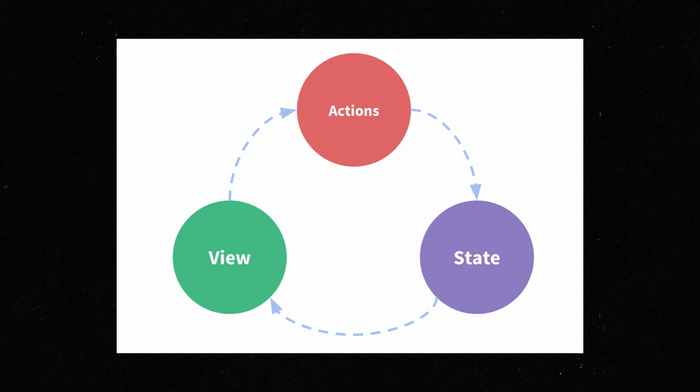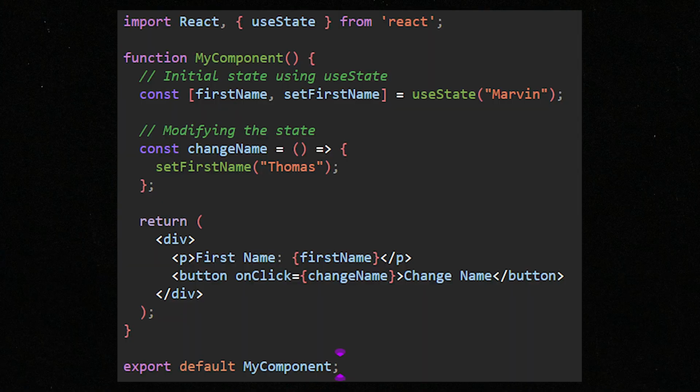Okay, this course is not about React, but I will explain it very fast in order to explain this idea. The useState hook: useState(Marvin) initializes the state with firstName set to Marvin. It returns an array where the first element is the current state value, firstName, and the second element is the function setFirstName to update the state itself. Modifying the state: setFirstName(Thomas) is called when the changeName function updates firstName to Thomas. Re-rendering.